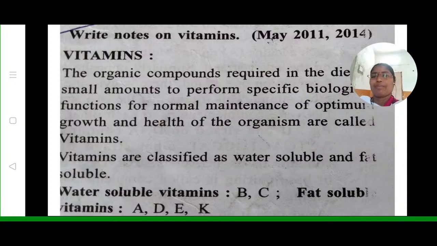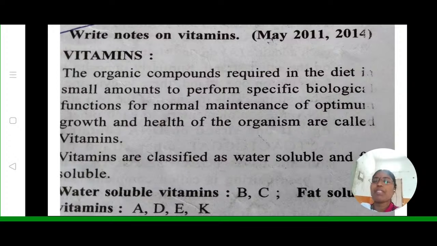Next question. Write notes on vitamins. It is also very important for the final questions. It is asked so many times. So what are vitamins? First, the definition of vitamins. The organic compounds required in the diet in small amounts to perform specific biological functions for normal maintenance of optimum growth and health of organisms are called vitamins.